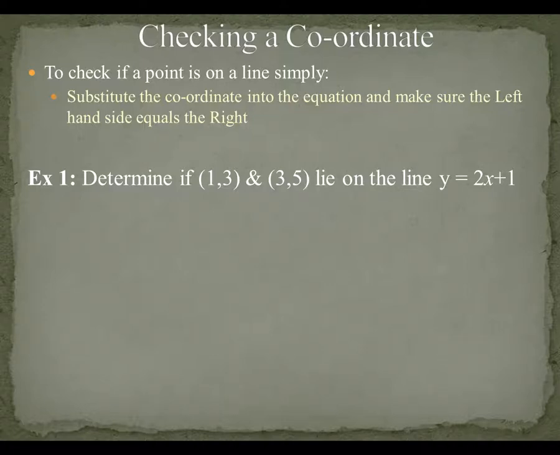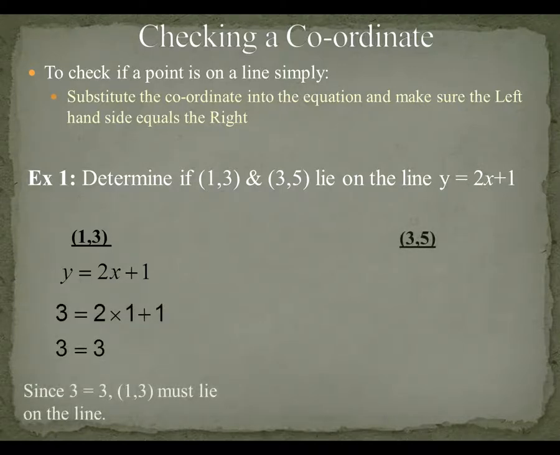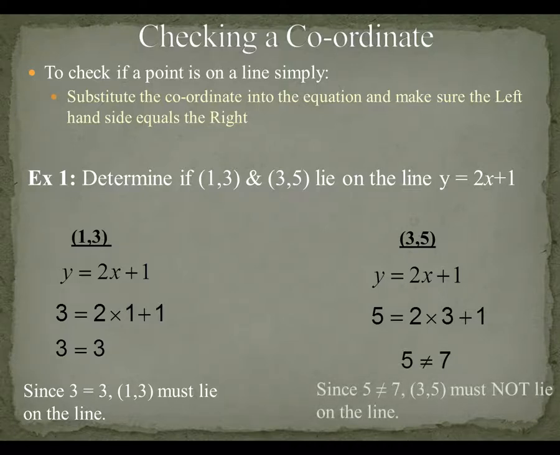It says determine if (1, 3) and (3, 5) lie on the line y equals 2x plus 1. So simply sub the coordinate in, so replace your x with 1 and your y with 3, and check left-hand side equals right. If left equals right, you can make a statement: since 3 equals 3, (1, 3) must lie on the line. Now (3, 5). That gives me y equals 2x plus 1, which gives me 5 equals 2 times 3 plus 1, which gives me 5 equaling 7. That is not mathematically true. So since 5 does not equal 7, (3, 5) must not lie on the line.